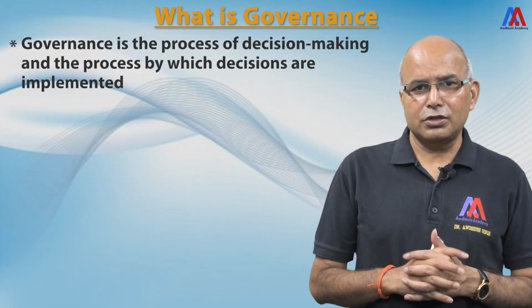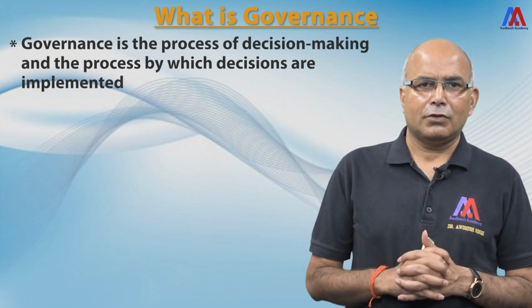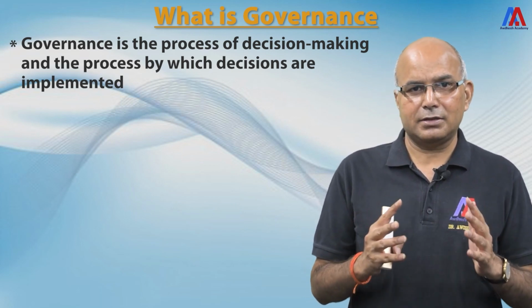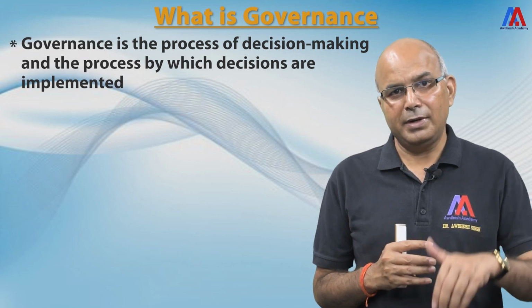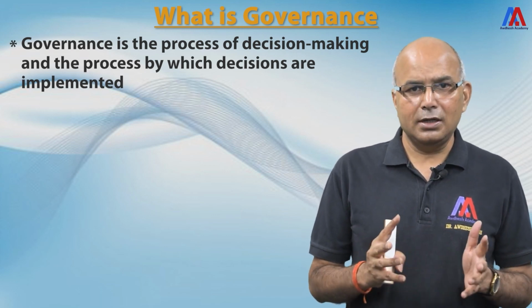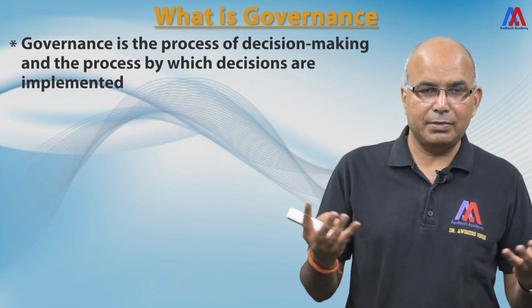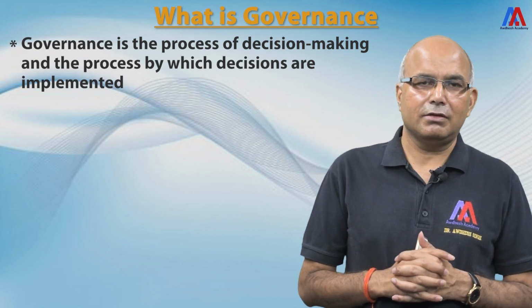Now, governance is the process of decision making and the process by which the decisions are implemented. So we can see that the governance has 2 points, 2 steps. First, that you take the decisions. The second, that you implement the decisions. Generally, the decision making is done at the level of the elected people, politicians, and then the implementation is done by the civil servants.